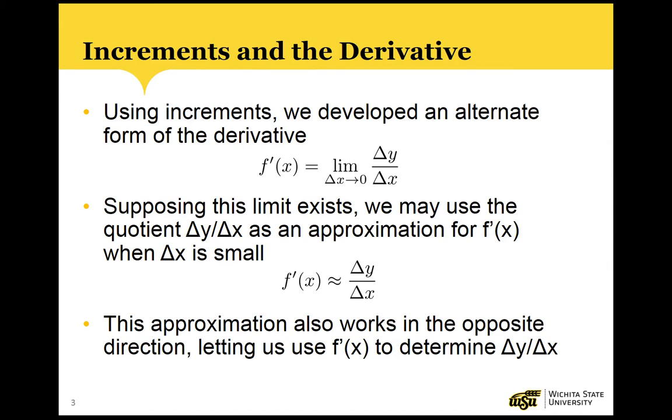Using increments, we developed an alternate form of the derivative, which looks like f prime equals the limit as delta x goes to 0 of delta y divided by delta x. If this limit exists, we may use the quotient delta y divided by delta x as an approximation for the derivative f prime whenever we have a small delta x. It's also true that this approximation works in the opposite direction, letting us use f prime to estimate delta y over delta x.